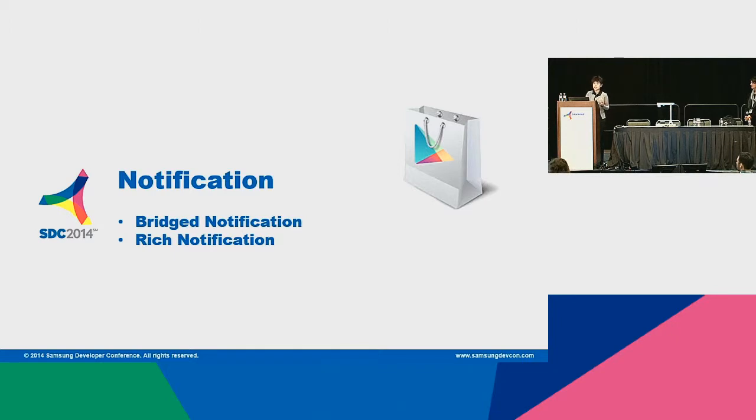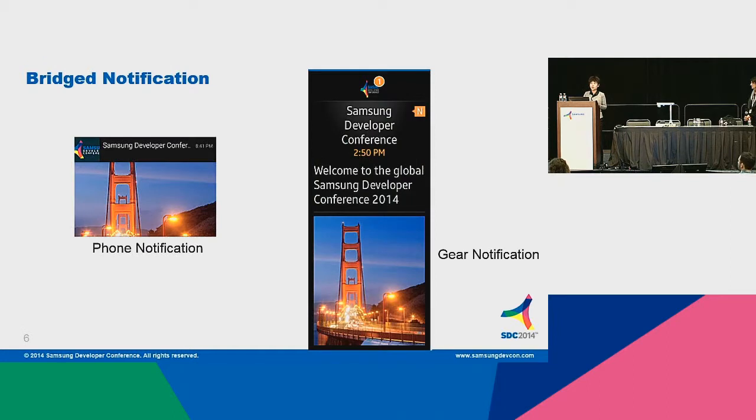Notification is the easiest way to get on your wearables. So if your Android app already uses a notification, notification can be bridged over to your wearable side without additional tweaks, and we call this bridged notification. This is what a standard Android notification looks like on your phone and your Gear device.